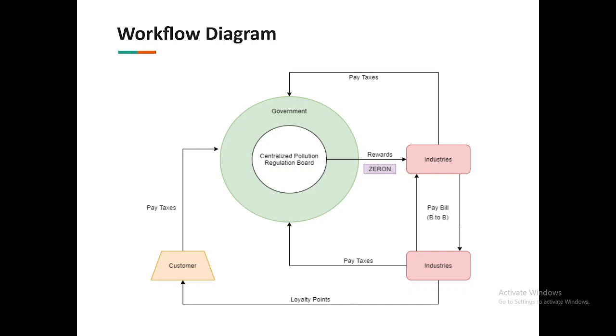So what can an industry do with a token, as you may ask? An industry can pay a bill to another industry for services they need, or use the tokens to pay a part of their taxes, like a subsidy, but a digitalized and centralized subsidy. Also, the customers who use this service will also get a reward for using these services, and they can also use these tokens to pay taxes and so on.